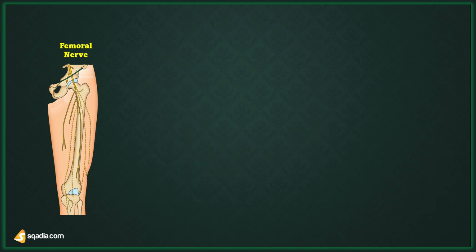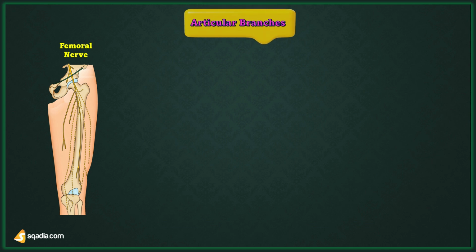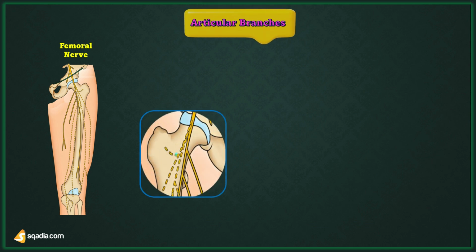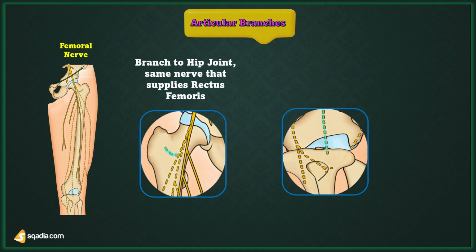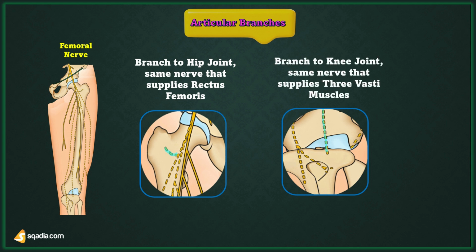The femoral nerve also gives two articular branches. One to the hip joint and the other to the knee joint, as you can see here. The articular innervation of the hip joint is supplied by the branch that innervates the rectus femoris muscle, while the branch that innervates the three vasti muscles provides innervation to the knee joint.